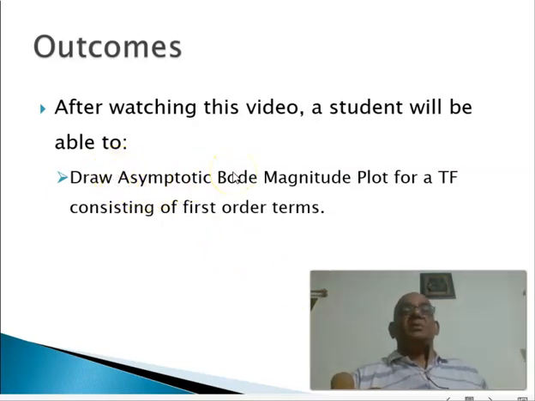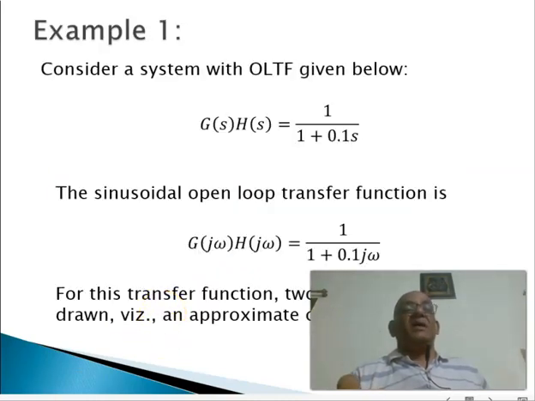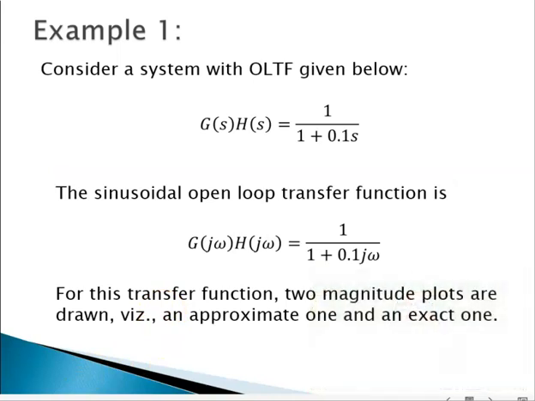asymptotic approximation. Essentially, drawing a Bode plot involves a lot of computation, but fortunately there is an easy method of drawing the Bode magnitude plot using what we call asymptotic approximation. We will try to see what this asymptotic approximation is with the help of 3 examples. Let us see the first example here.